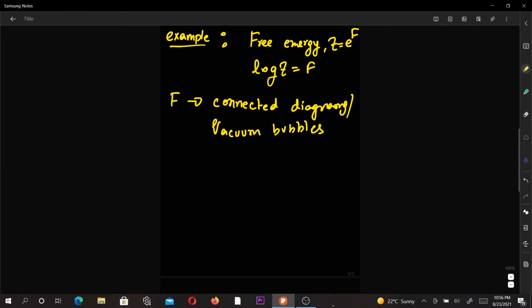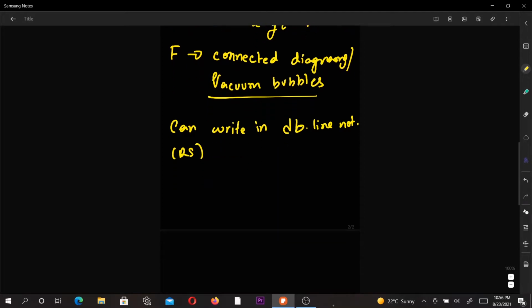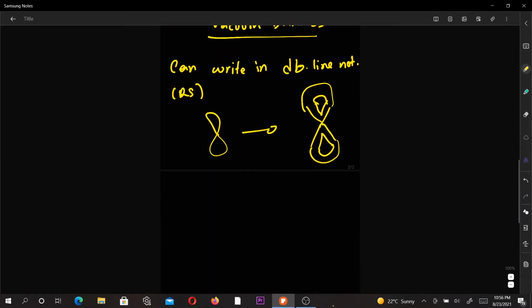So what we can do is write the vacuum bubbles or the connected diagrams in terms of double line notation. That is, we can give them a Riemann surface structure. For example, if you remember, a connected diagram was like this, or two of them, and so on. So you can give them a fat graph expansion like this. In terms of fat graph or double line notation, it's something like this.